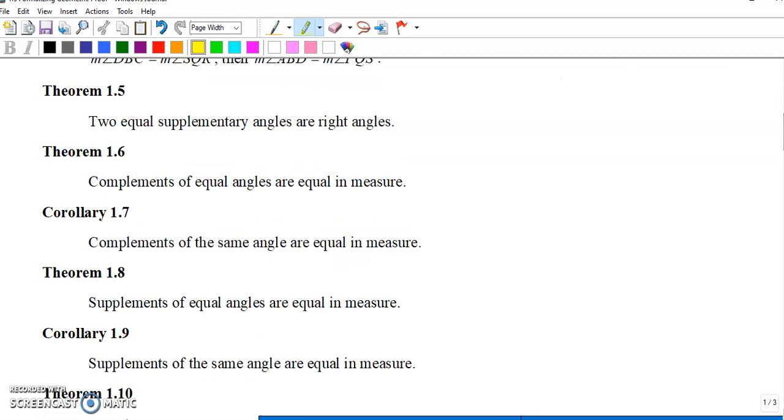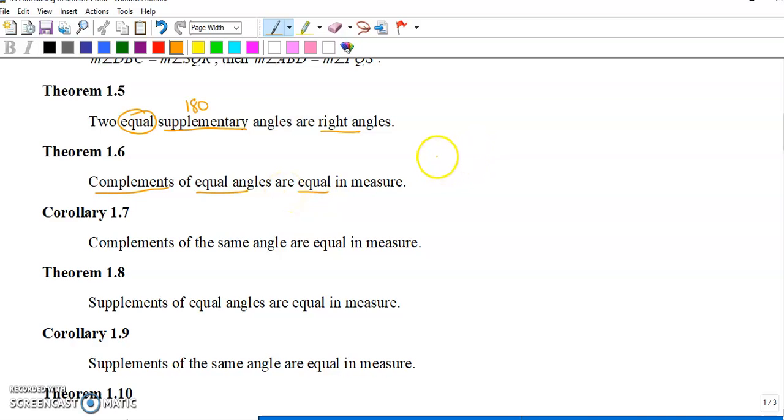Two equal supplementary angles are right angles. So angles are supplementary if they add up to 180. So in order for them to add up to be 180 and be equal to each other, they have to be 90 each. That's all it's saying. You know, complements of equal angles are equal.